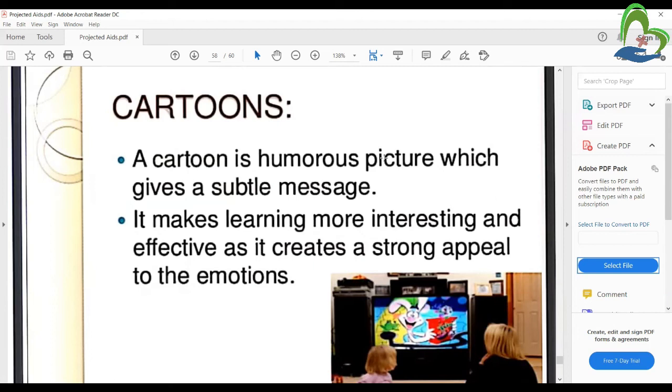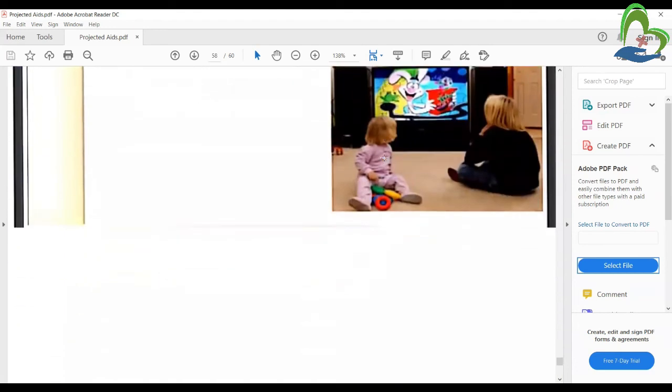So whenever you see in reality an apple or a banana or an orange, you correctly say it is a banana, it is an apple, right? All these things are available in reality, because the cartoon scenes are showing them. It makes learning more interesting and effective, creating a strong appreciation. So when you see this in cartoons, the emotion is very effective for that, right?